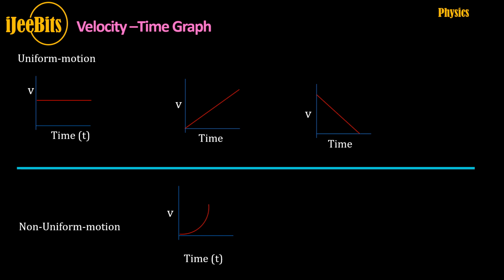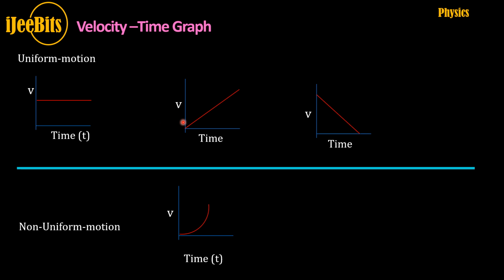Now we shall look at the velocity time graph, similar to the position time graph. There are two types, uniform motion and non-uniform motion, right? Non-uniform is always curved. When you see a curved nature, a polynomial equation, then it is non-uniform motion. For uniform, when you look at graph 1, with respect to time, v is constant. That means there is no change in velocity, so it is constant velocity, uniform motion.